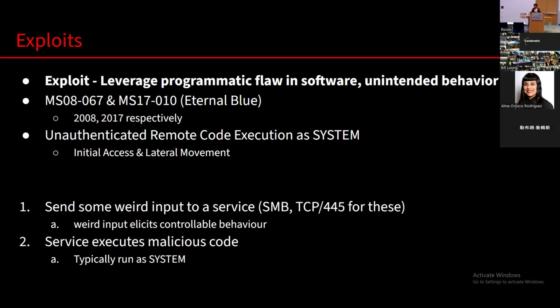TLDR of how these things worked: the vulnerable piece of technology was a service running on Windows called SMB, which ran on port 445. By sending a specific weird set of input over the network, you could elicit some sort of controllable action from those servers, in this case, executing code. That code would often be a piece of malware.